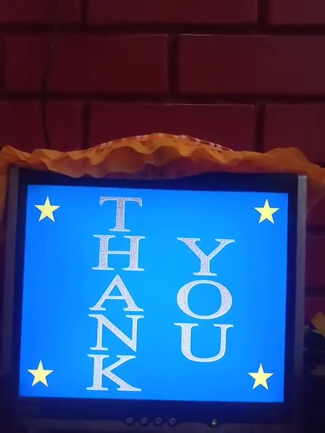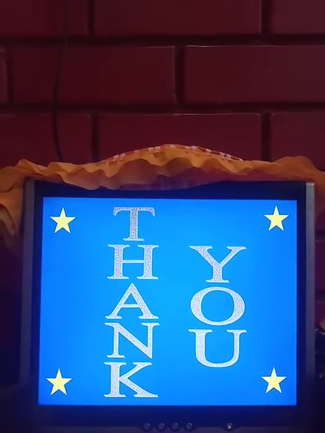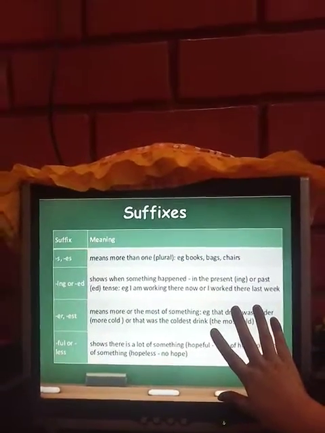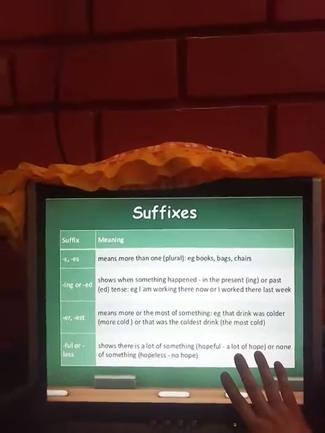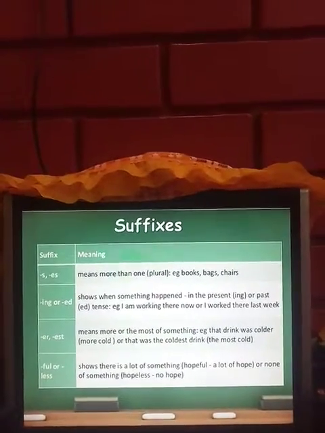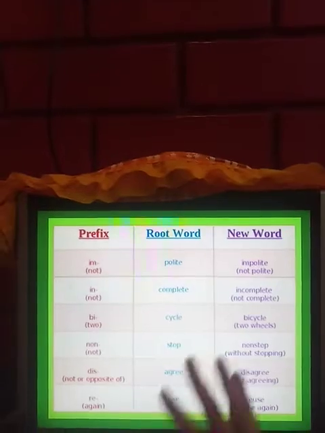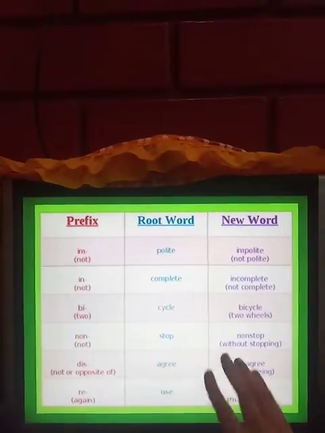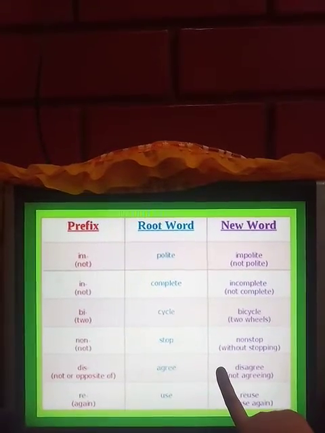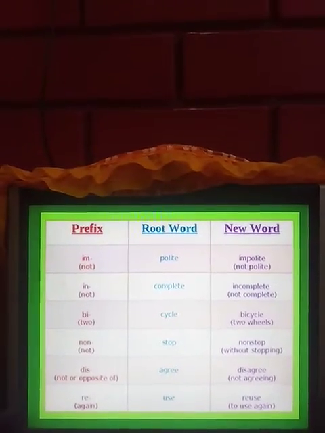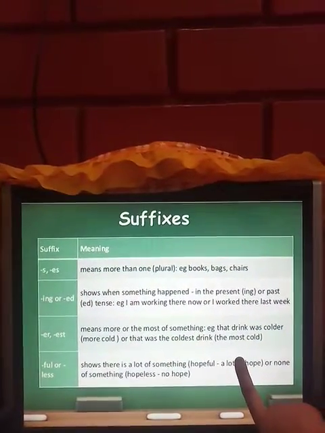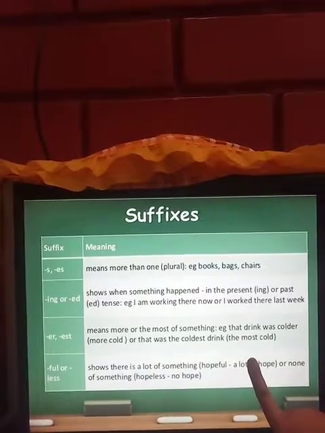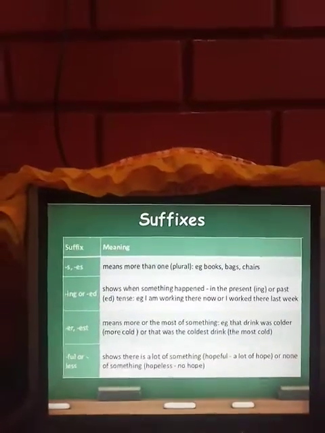Now, what you will write in your spelling copy is the examples. Suffix examples, what is here? This table. And prefix example, that is this table. So you will do this table in your spelling copy as homework, and you will do this table in your spelling copy as homework. Is it clear to everyone?